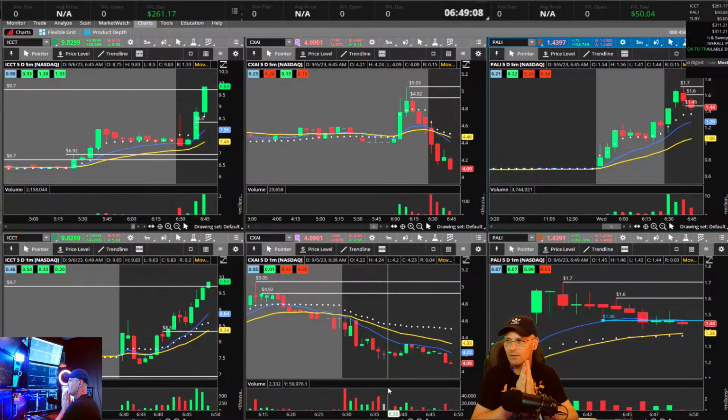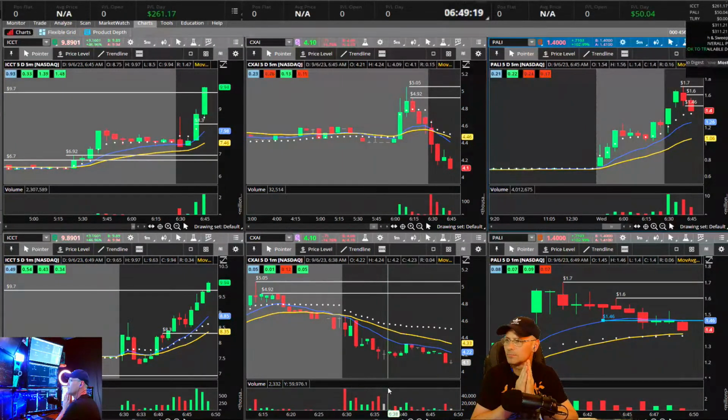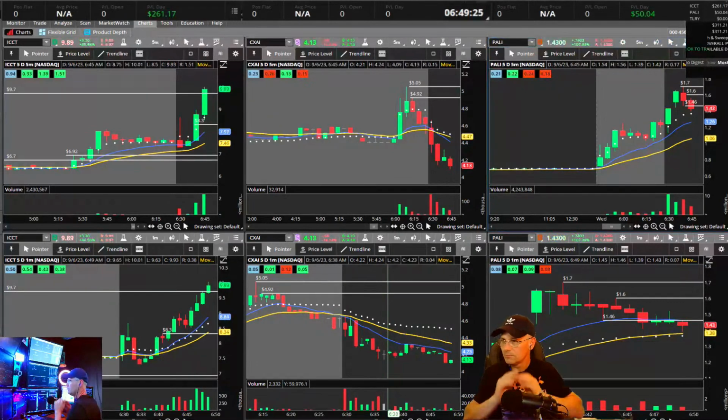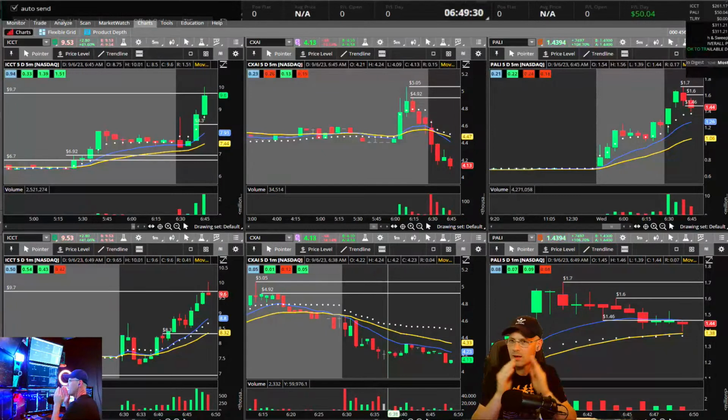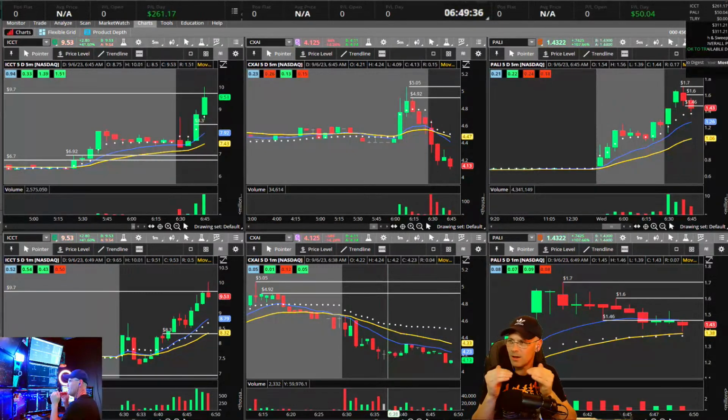Yeah, ICCT on fire. Look at it blow through that 970 level. And all I can do is watch. Now, I do know some YouTubers that would be jumping on this and playing it on the way up, but I've never been that kind of trader, at least not yet. Sometimes I'll jump in high and sell higher. It's very risky.